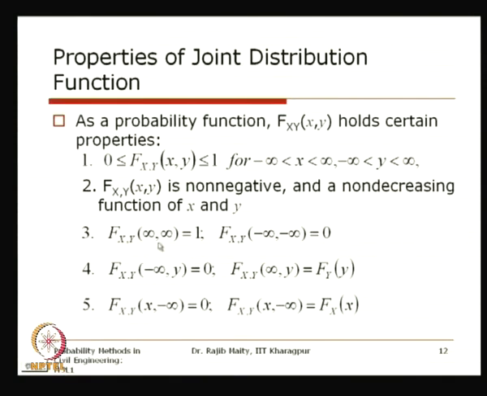Now at infinity, when both x and y are on the right extreme, this should be equal to 1, and when it is on the left extreme, it will be equal to 0. When either of them is at the left extreme, whether x is at minus infinity or y is at minus infinity, the function should be equal to 0. And when either of them is on the right extreme, it gives a new distribution. When y is equal to plus infinity, the function reduces to F_X(x).